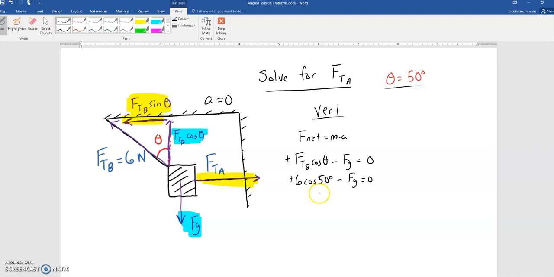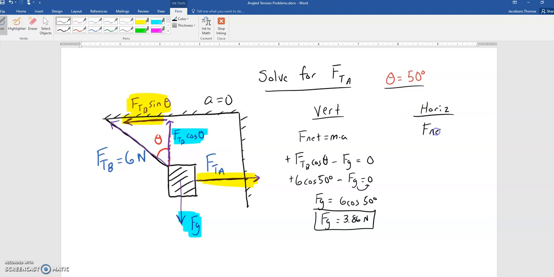If I bring FG to the other side, it equals 6 times the cosine of 50 degrees. I could solve for that, though it may or may not help me out. 6 cosine 50 is 3.86 newtons. So at least I found FG. Again, that may not help me out. Now let's go to horizontal.